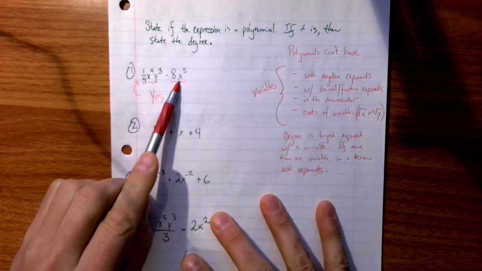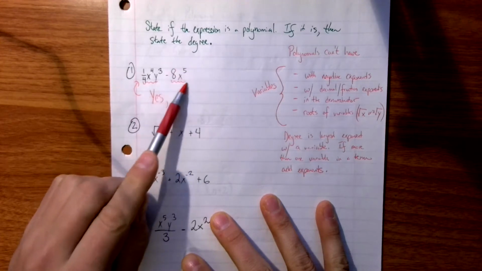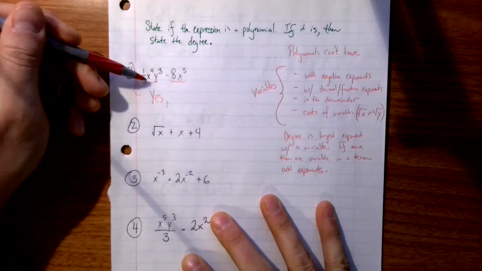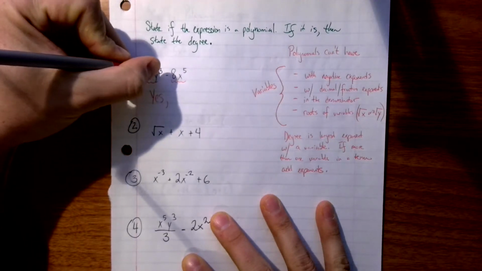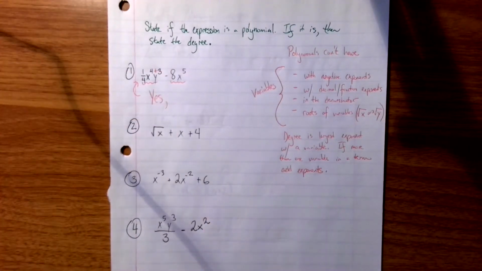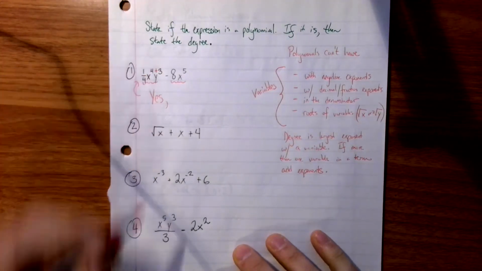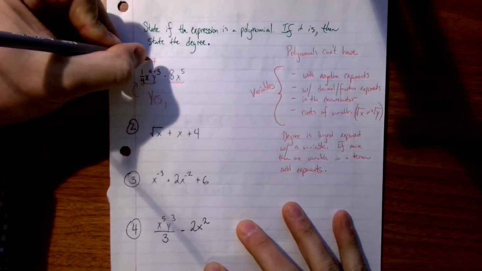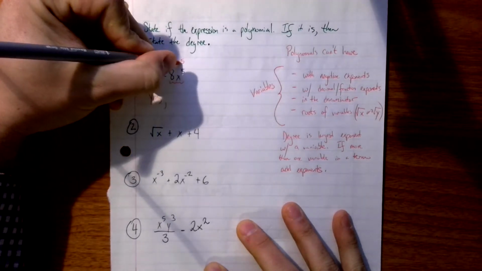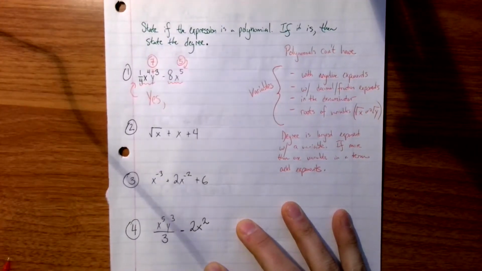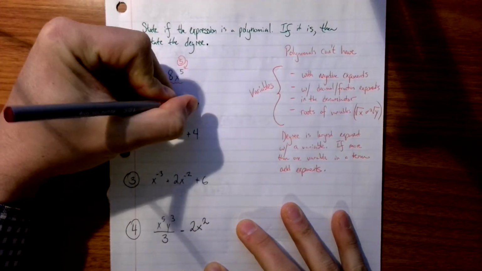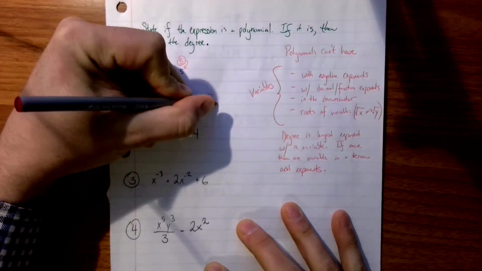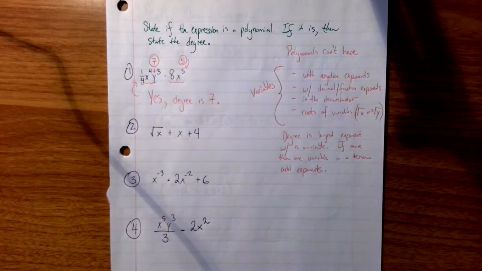We can see that in this term, the degree of this term is 5. However, in the leading term, we have two variables. When you have two variables or more in a term, what you do is you add the exponents together. So because the degree of the first term is 7 and the degree of the second term is 5, we take the largest exponent, and so we would say that the degree of that particular polynomial is 7.